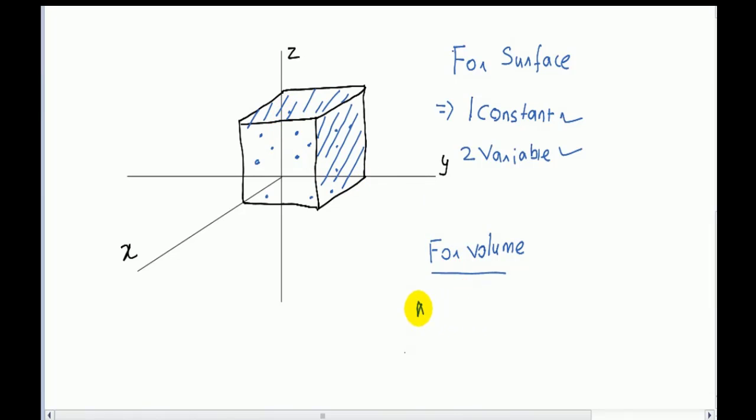So all three parameters are variable, and this is applicable for all the coordinate systems. All three parameters are variable for a volume.